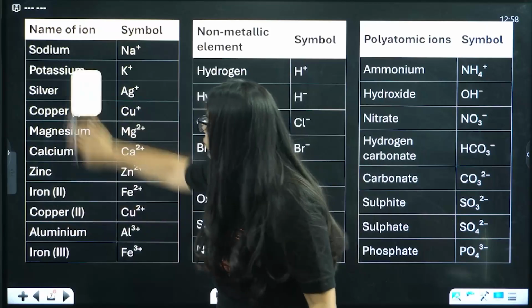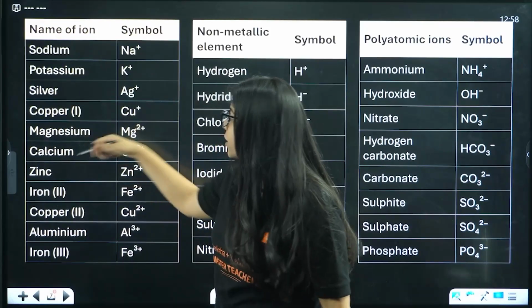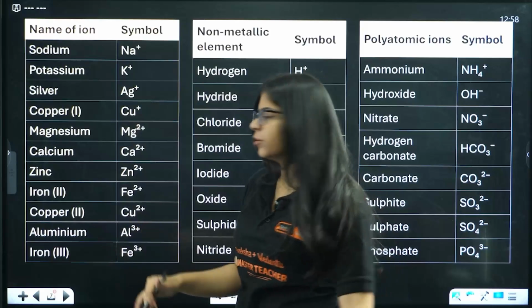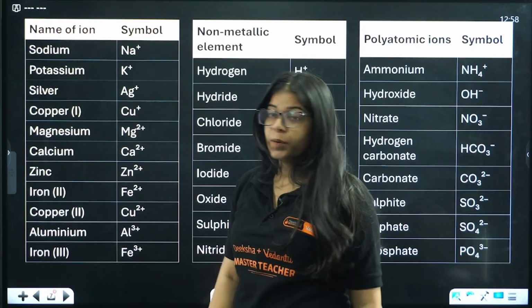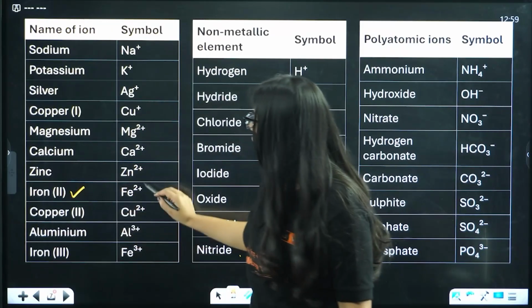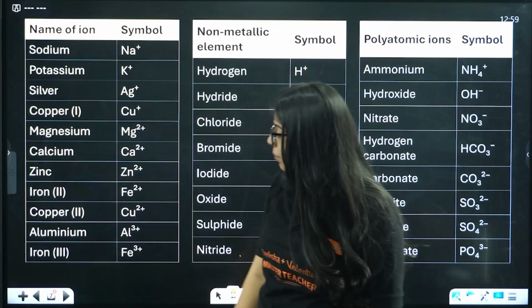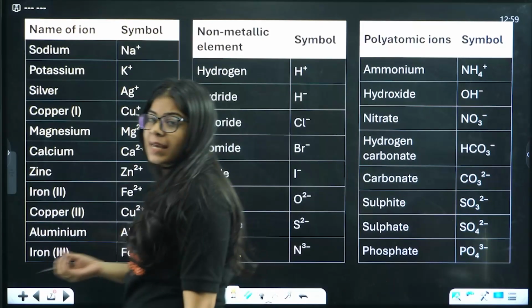Similarly, we have calcium. Calcium is Ca2 plus. Magnesium is Mg2 plus. 2 plus is a similar thing, okay? Zinc is Zn2 plus. Now iron 2 means Fe2 plus, and iron 3 means Fe3 plus. Aluminium is always Al3 plus.